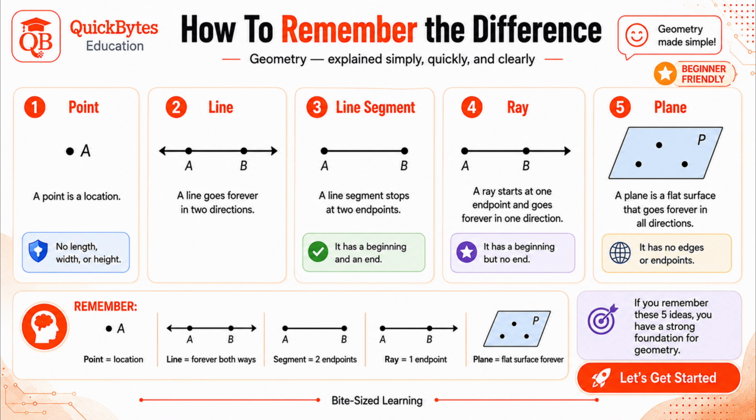Here's a simple way to remember everything. A point is a location. A line goes forever in two directions. A line segment stops at two endpoints. A ray starts at one endpoint and goes forever in one direction. And a plane is a flat surface that goes forever in all directions. If you can remember those 5 ideas, you have a strong foundation for geometry.